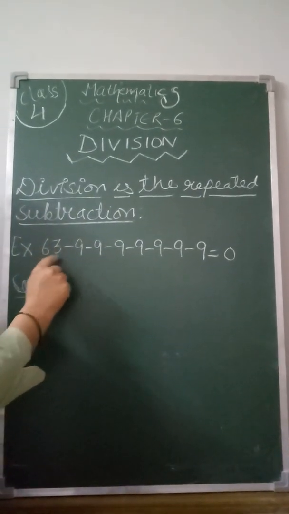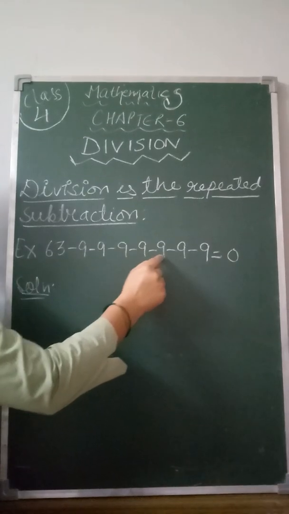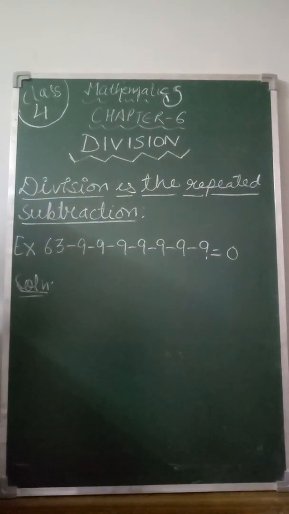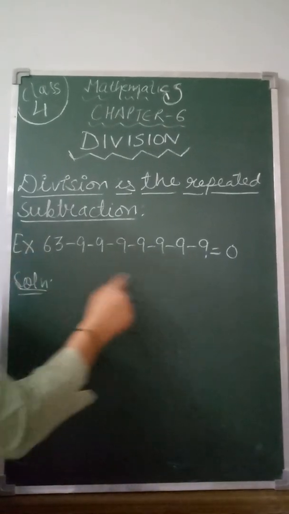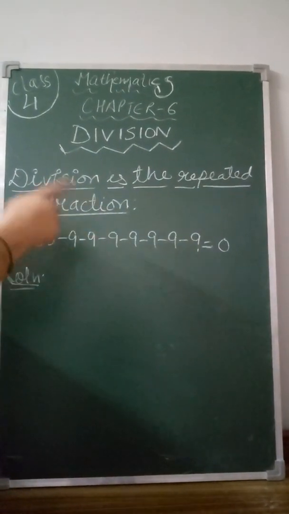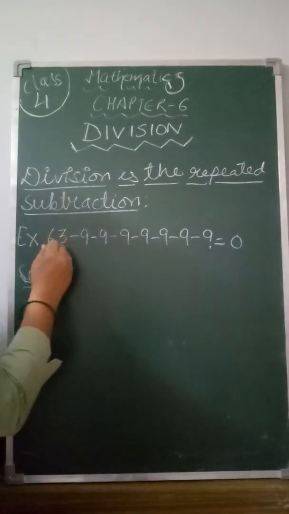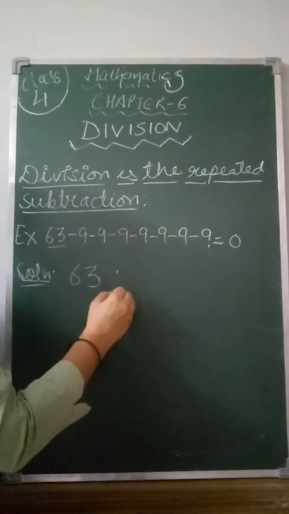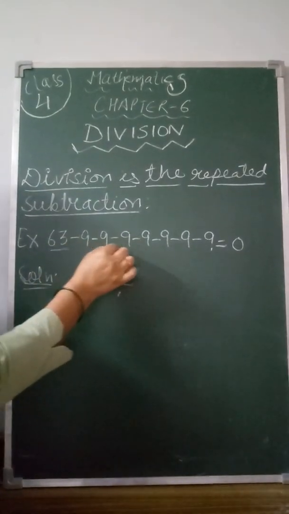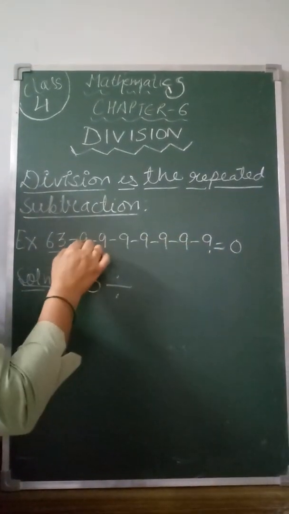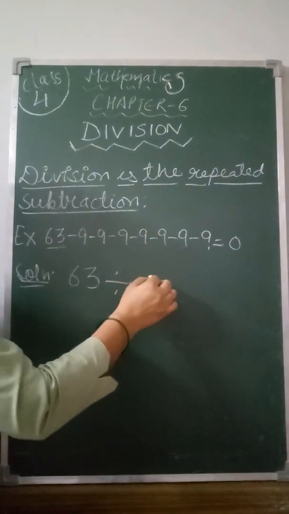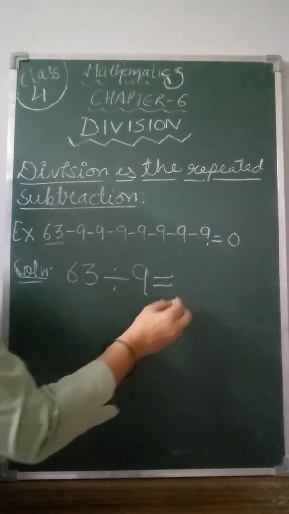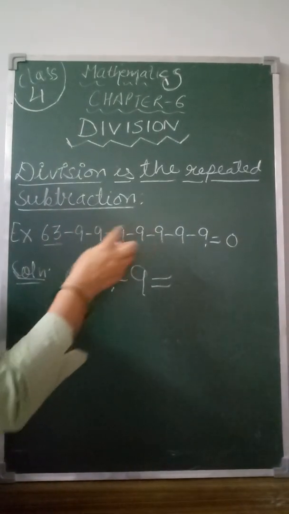Suppose this is my number, and the same number is subtracted again and again till we get 0. Then I can convert this statement into the division form. The first number becomes the dividend. Put the division sign. The number which is repeated many times becomes the divisor. And the quotient is the number of times this number repeats.